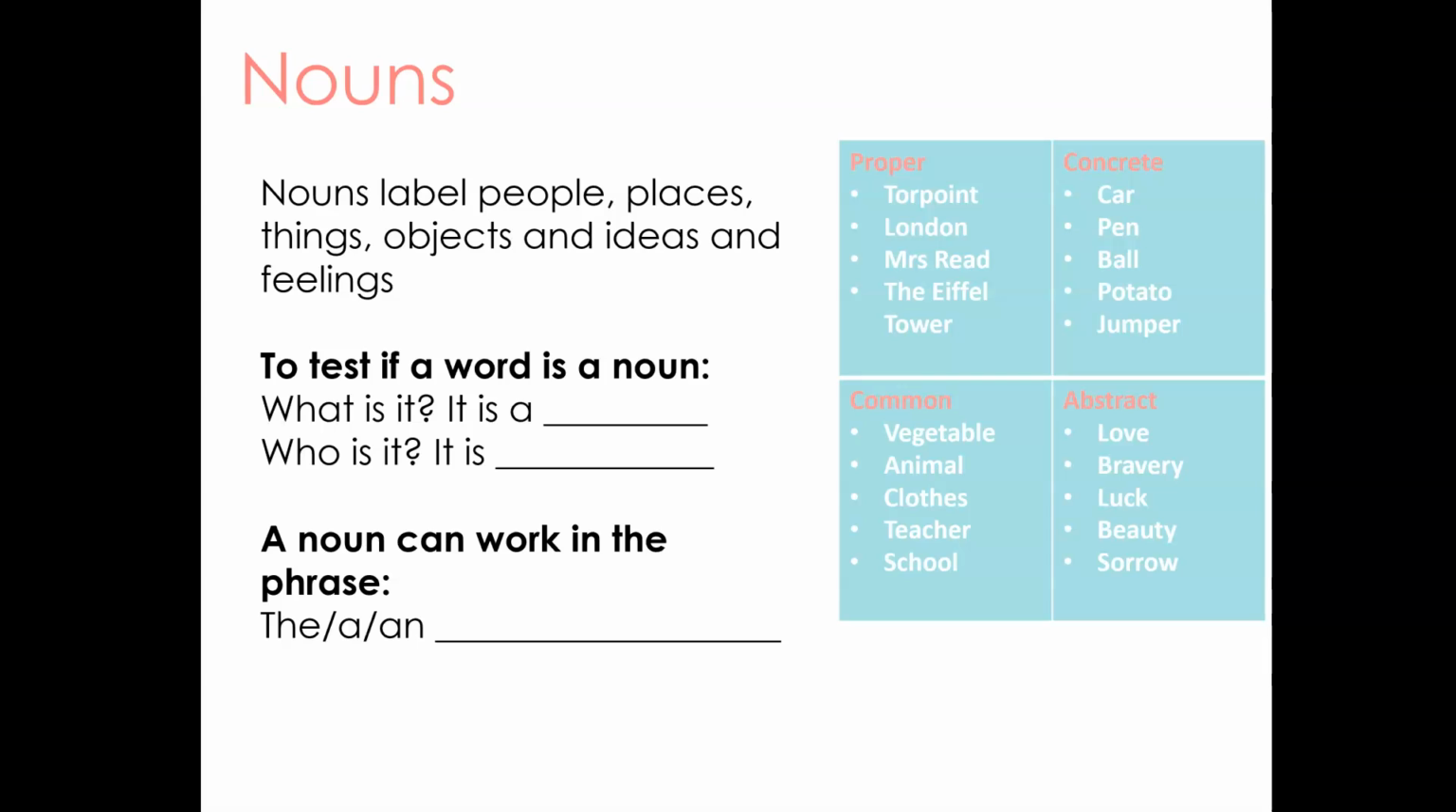We also have what we call concrete nouns. So concrete nouns are names of things that we can visibly see and touch. So they'll be our everyday type objects, a car, a pen, a ball, a potato, even a jumper. Common nouns are linked to our concrete nouns. So common nouns just give a more generalised category of an object. So rather than specifically a potato, a common noun would be a vegetable or an animal, clothing, teacher or schools.